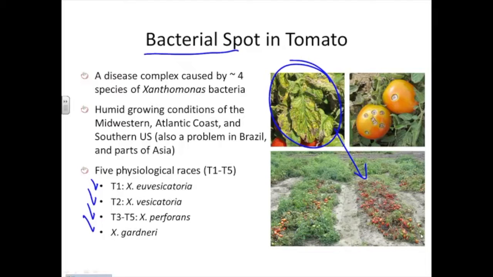Fruit get exposed to the sun, so they get sunburned. On top of that, you can get these huge lesions that make the fruit completely unmarketable. Okay, so it's an economic trait.